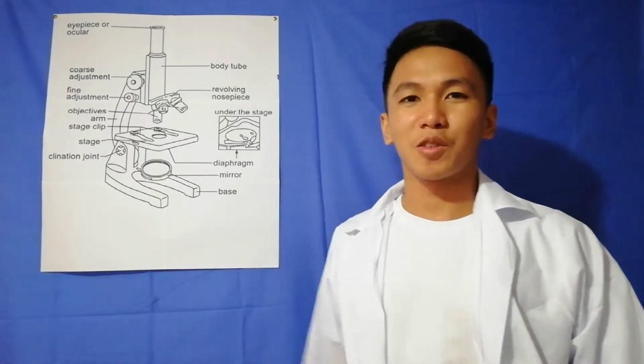Good day everyone. Today we'll be talking about the parts and functions of a microscope. So before that, let me talk to you about what is a microscope. Basically, a microscope is an instrument which you can use in order to magnify a certain object 100 times. So if you want to see an object that is very small and make it big, you will use a microscope.